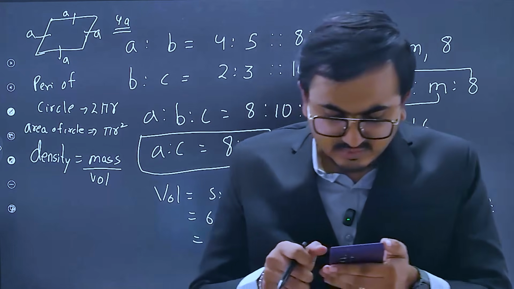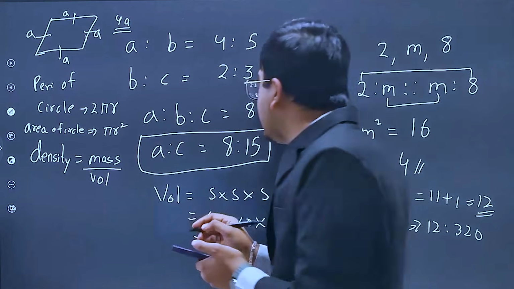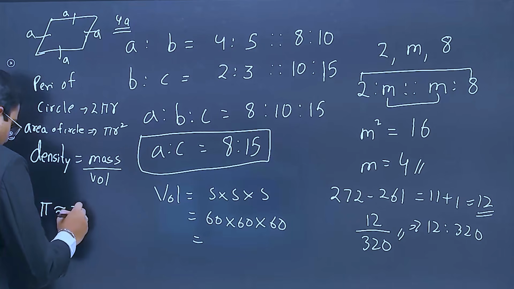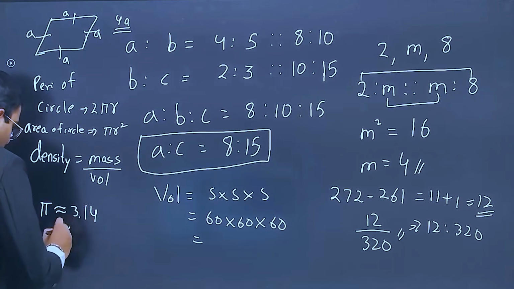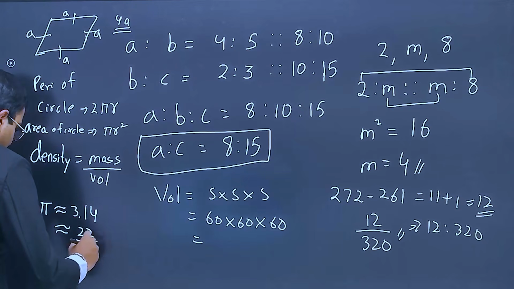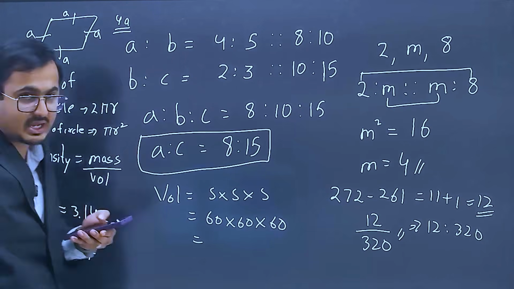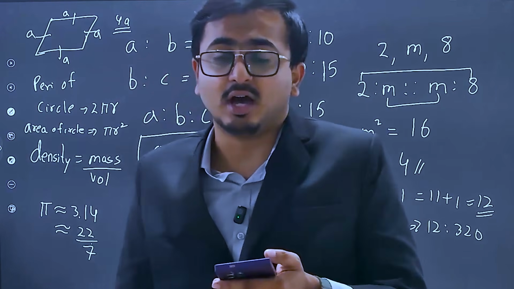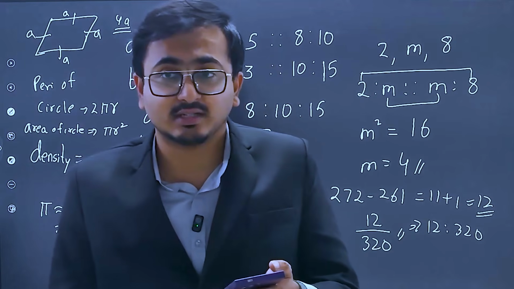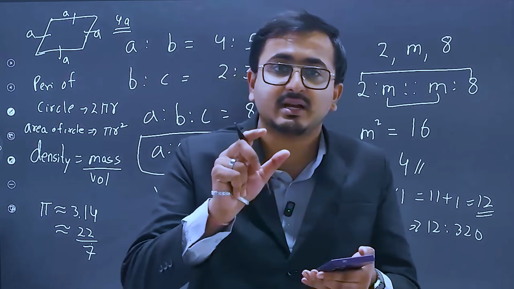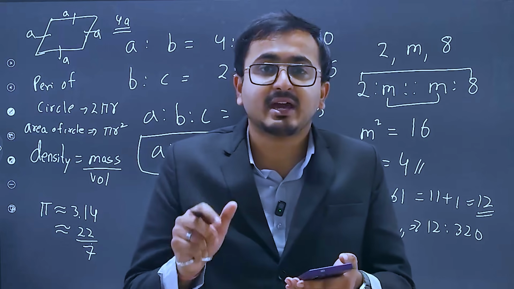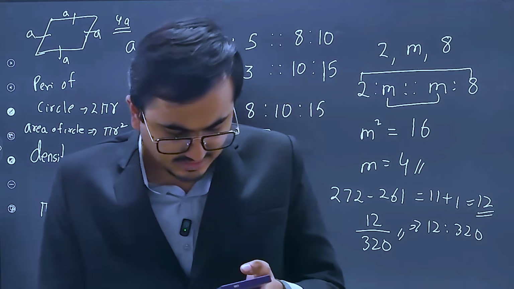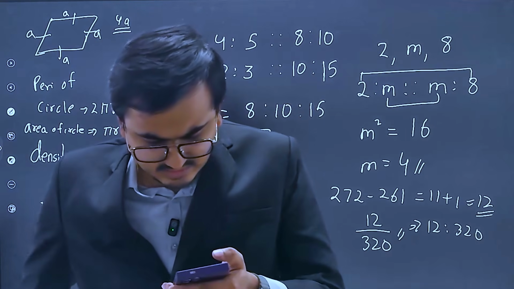Sir, what is pi? Pi has an approximate value. Currently, you can equate it to 3.14 or you can approximate the value to 22/7. It's a ratio that you will understand. Pi is a certain ratio which is given by circumference by the diameter. That is the ratio and it is never ending.